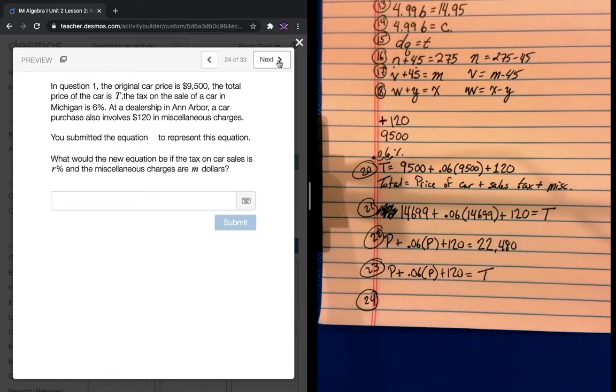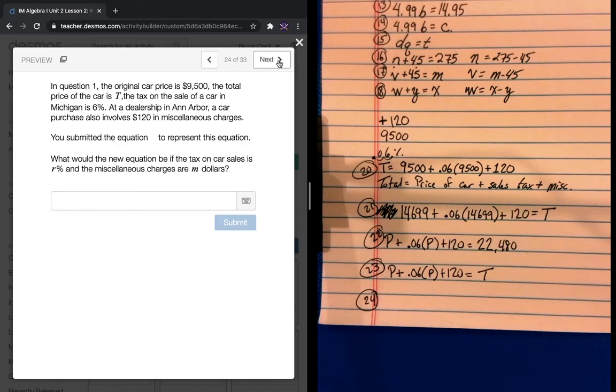Oh, now we see that the original car is $9,500. We don't know the total price. The sales tax 6%, and a car purchased that involves 120. Okay. What would the new equation be if we were to find the sales tax on the car at R percent, and the miscellaneous charges of M dollars?